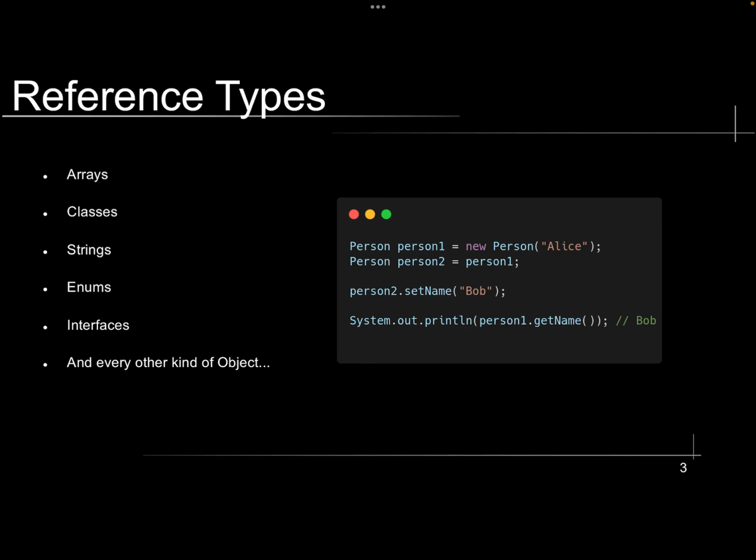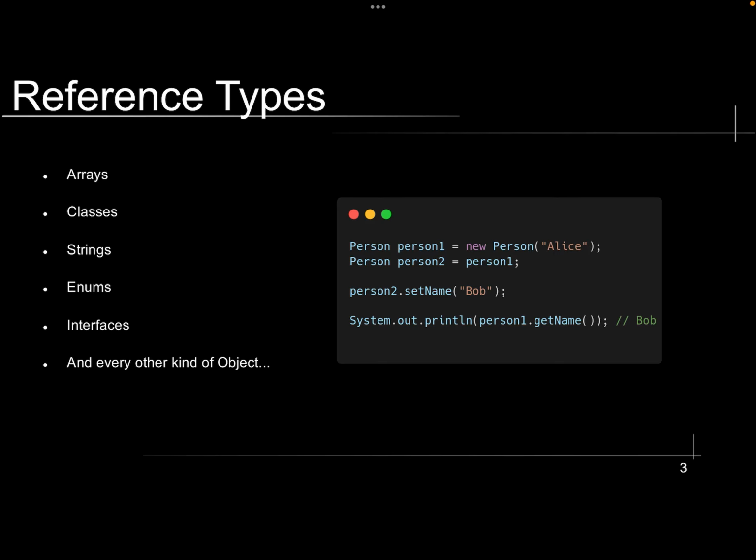Anything in Java that is not a primitive type is a reference type. That includes arrays, classes, strings, enums, interfaces, objects, and more. We'll dive deeper into arrays, interfaces, enums, and other types in future videos, but for now let's focus on classes and objects and how they behave when passed around in memory. Let's see what makes reference types different.